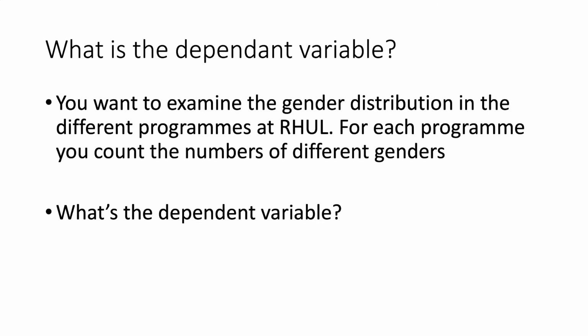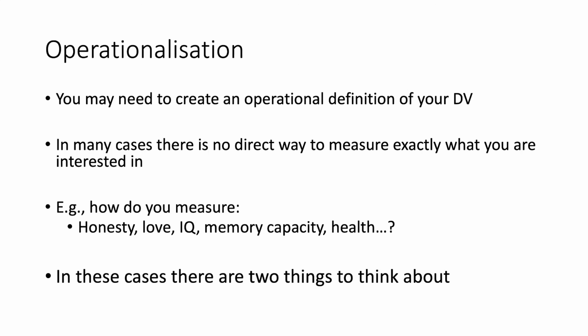Another example: you want to examine the gender distribution in different programs at Royal Holloway University. For each program you count the number of different genders. What's the dependent variable? The dependent variable would be the genders that you're measuring, and you would end up with data that would show you, for example, the percentages of people of different genders in each of the different programs that you wanted to examine.